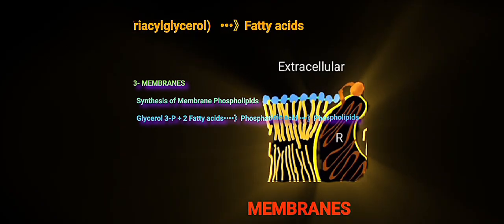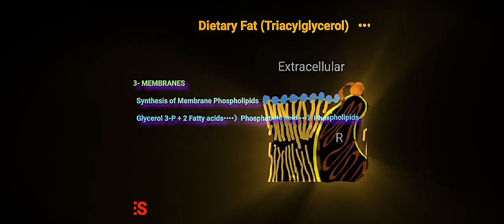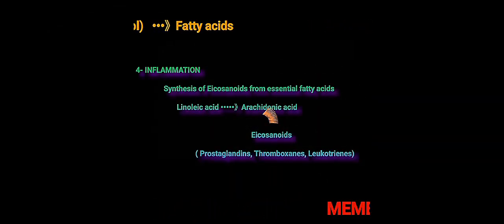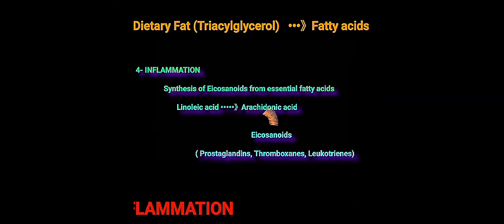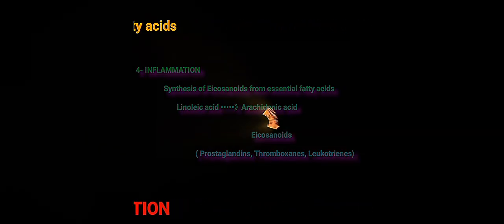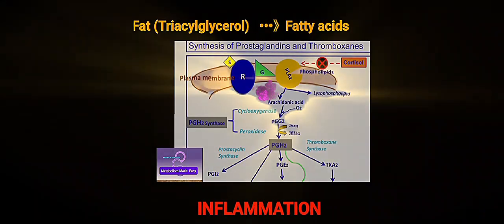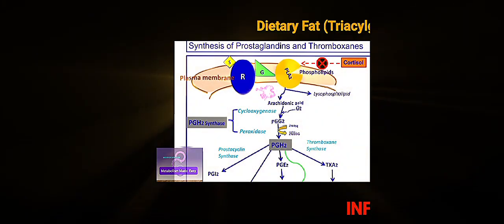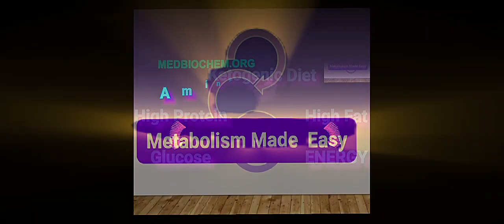Phospholipids, the major membrane components, are made from fatty acids and glycerophosphate. The essential fatty acid, linoleic acid, is the precursor of arachidonic acid, which in turn is the precursor of all eicosanoids, which are key mediators of inflammation.